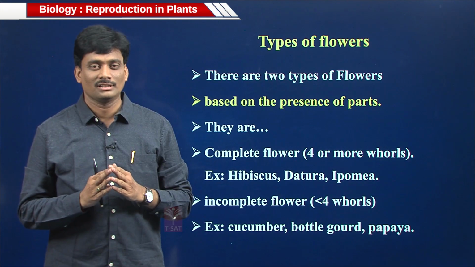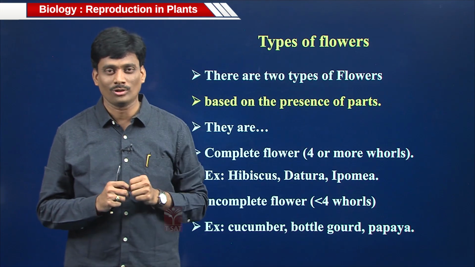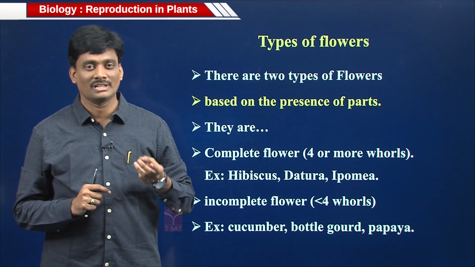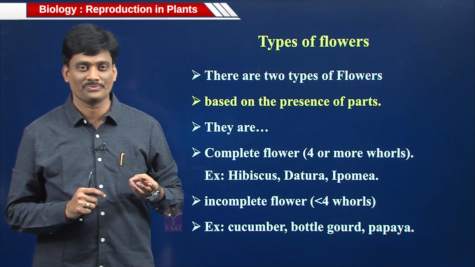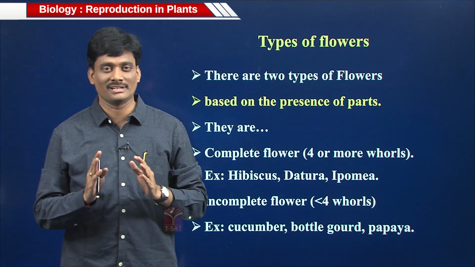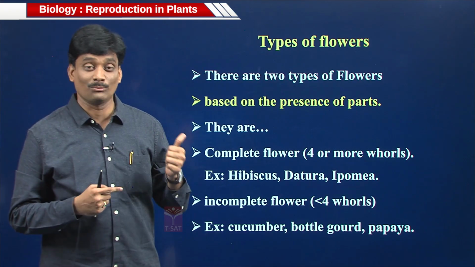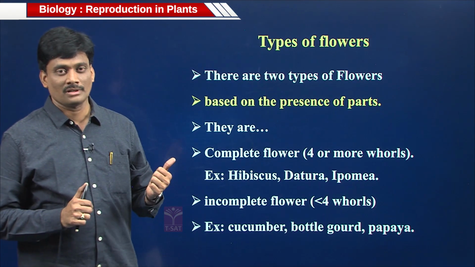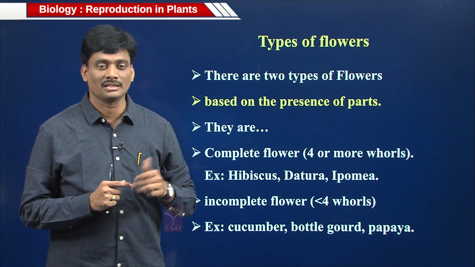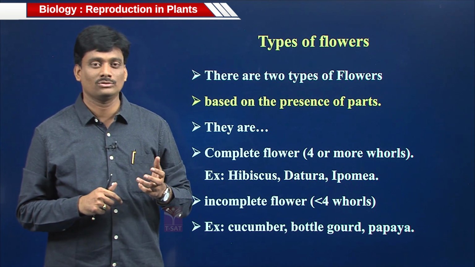Already we know that the parts present in a flower are 4. The first one is the calyx, then corolla, androecium and gynoecium. If all these 4 parts are present in a flower, then that kind of flower is called a complete flower, and examples for a complete flower are hibiscus, datura and ipomea. And next we have the incomplete flower.